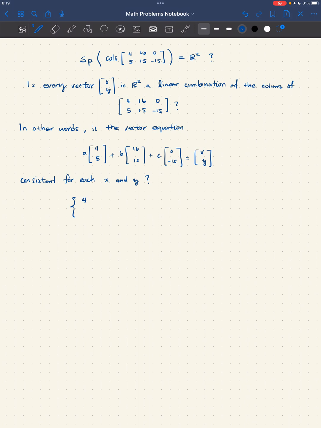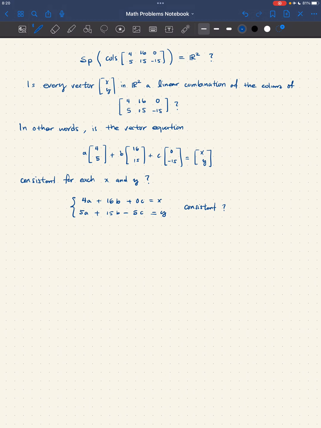You have 4a plus 16b plus 0c equal to x. In the second equation, 5a plus 15b minus 5c equal to y. And we ask, is this system consistent? Does it have a solution? The solution may depend on x and y, of course. But let's find out.